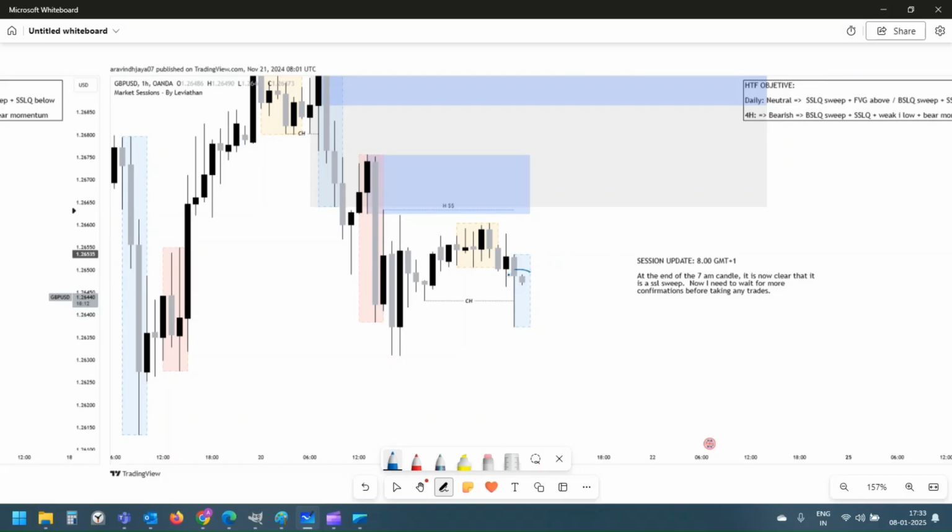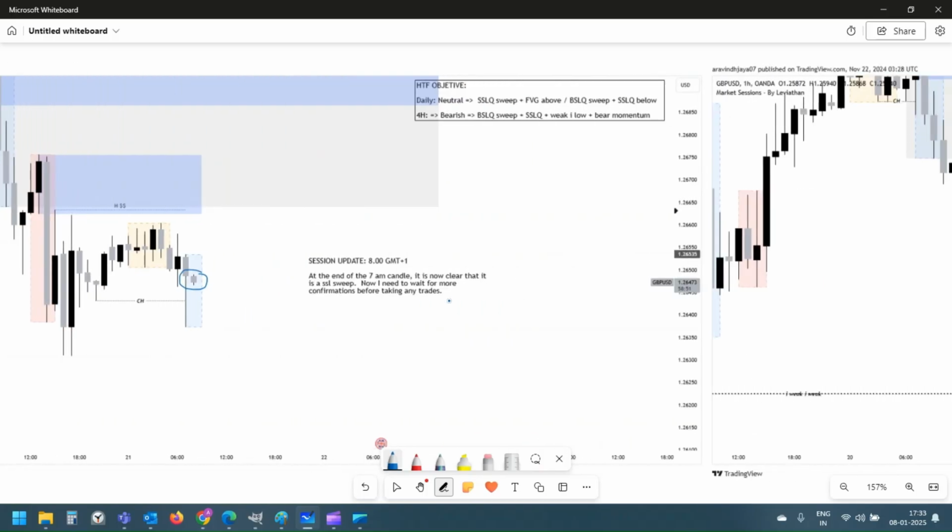This is the 8 a.m. candle that has been printing. So if the 8 a.m. candle closes below this chop, then I would confirm that the supply is in control. Then I can look for shorts. But currently, I was not interested in shorts because of a strong bullish presence and a strong bullish reaction.